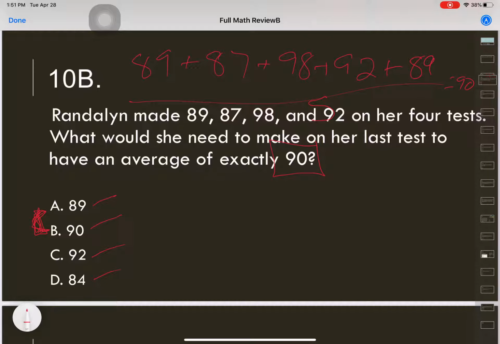Another thing to do, if you have multiple choice like that, is start with middle numbers. So 84 is the lowest number, 92 is the highest number, so start with an 89 or a 90. Plug those in for the 5th test and add them all up, divide by 5. If that gives you 90, that's it. If it's too big, go with a smaller number. If it's too small, go with a larger number. Therefore, you're eliminating some of the bad answers instead of having to go through all 4 answers.